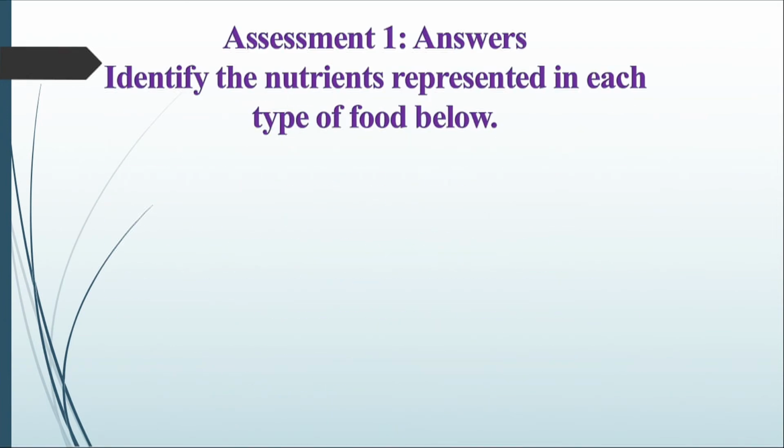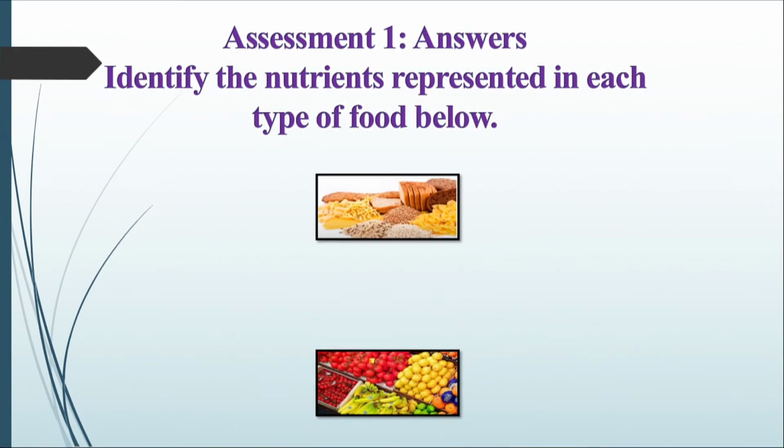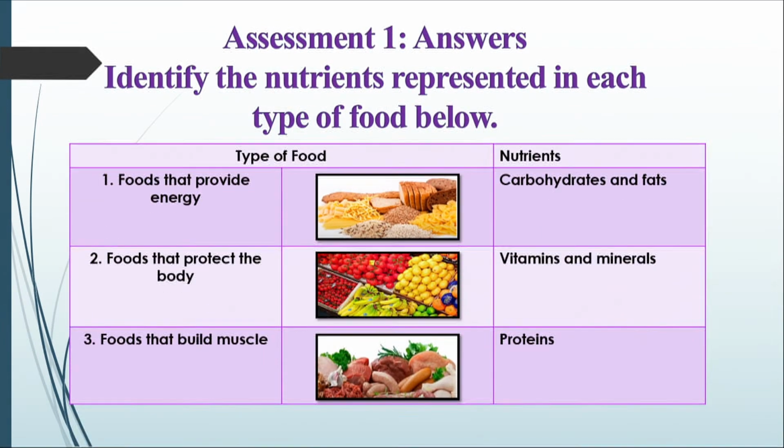Let's look at the answers to this question. Foods that provide energy contain carbohydrates and fats. Yes, fats do provide some energy. Foods that protect the body contain vitamins and minerals. So you can see the fruits and vegetables. Foods that build muscle contain proteins. Here you have meats and animal products.